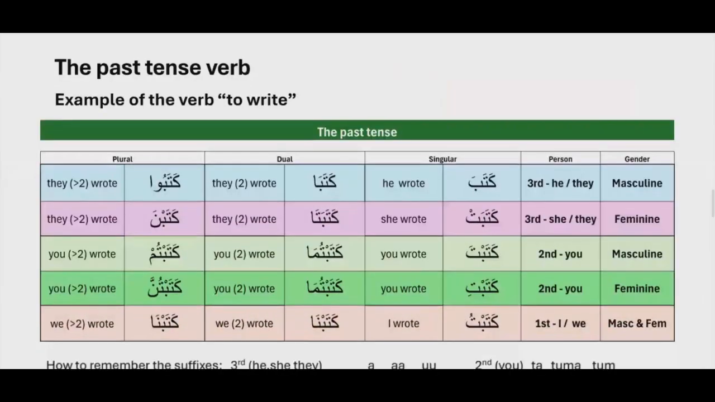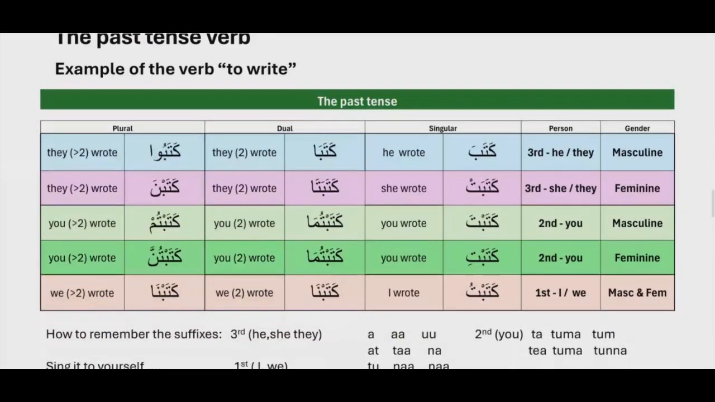All right, so the past tense verb, here's an example of it to write. Kataba is the base form, meaning he wrote. If you add a ta with a sukun at the end, it's katabat, she wrote. And ta is you masculine, ti is you feminine, and tu is I.